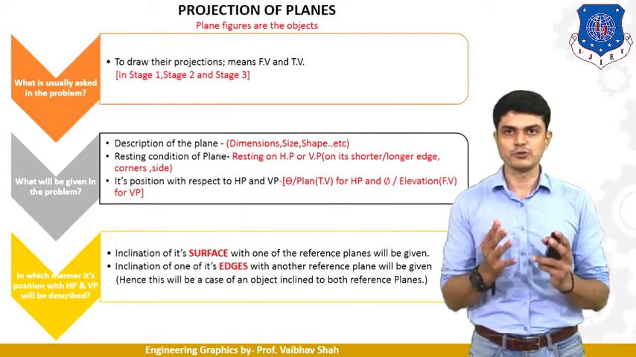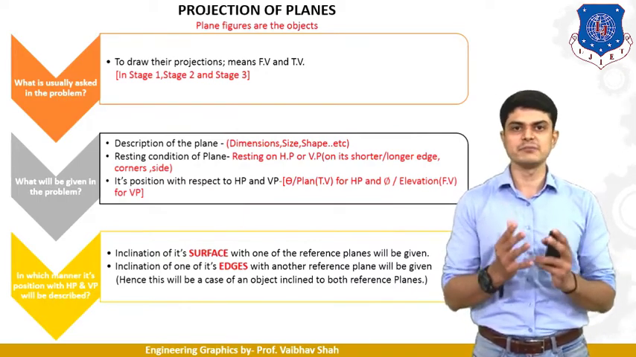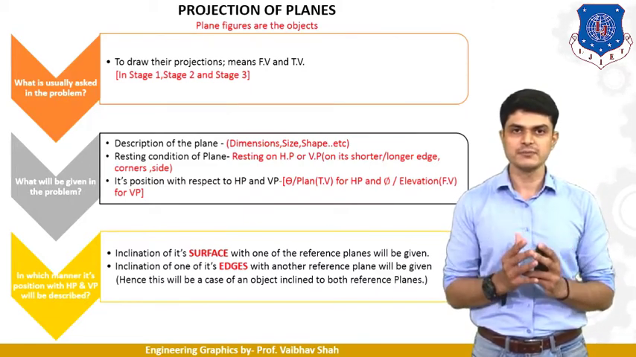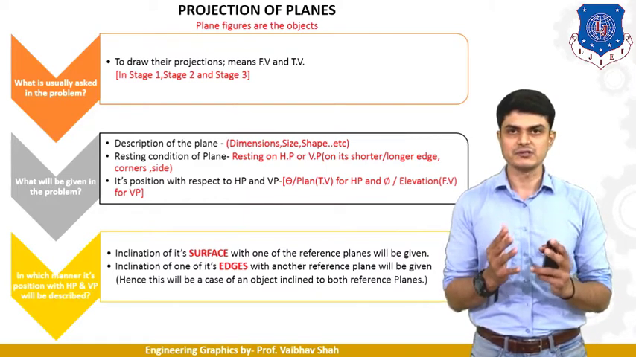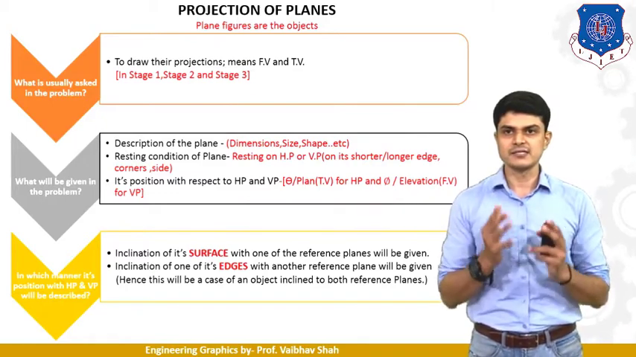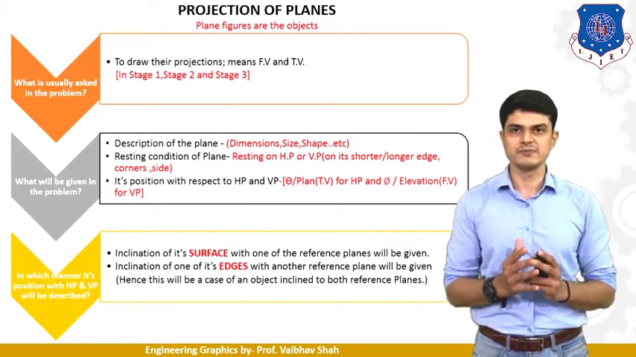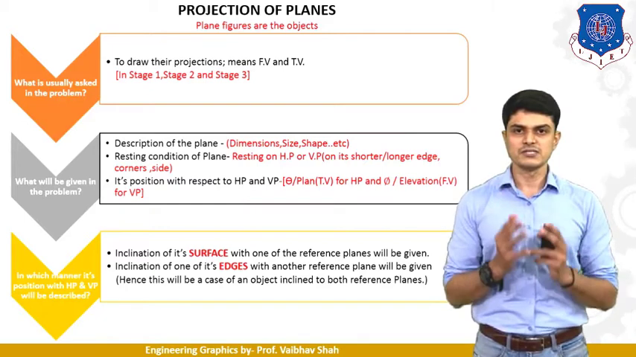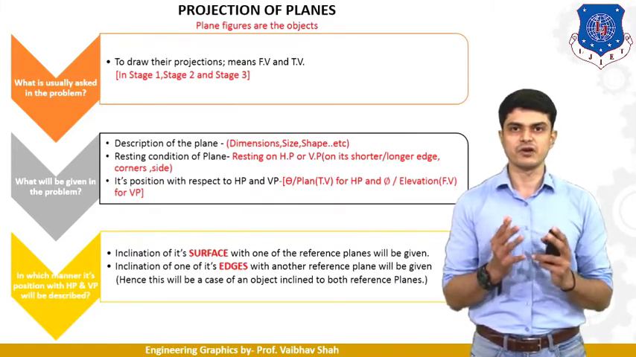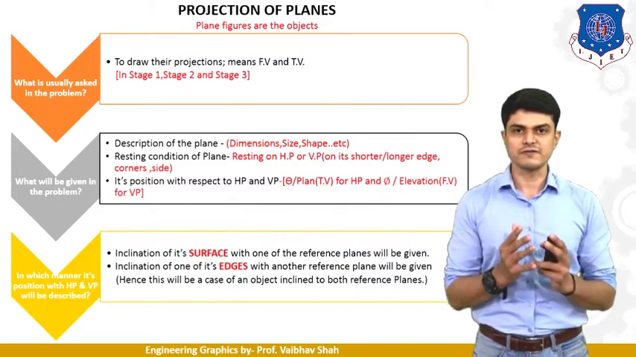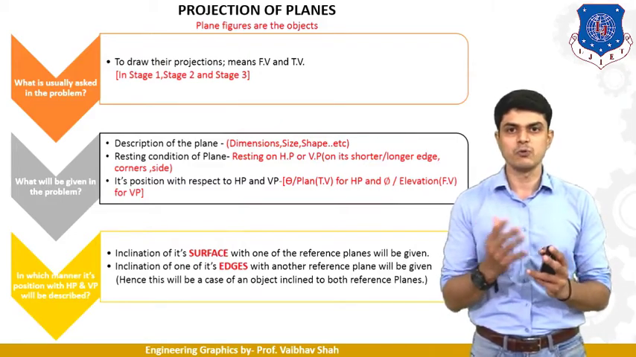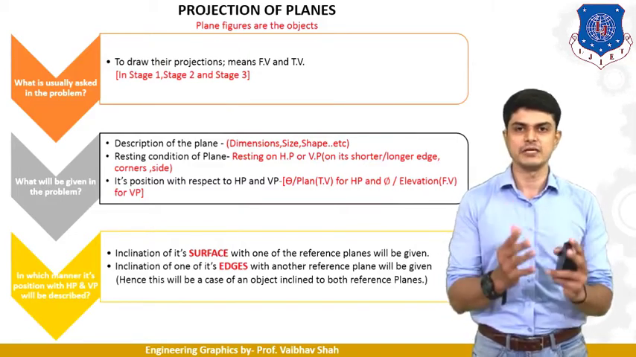And finally, its position with respect to HP and VP must be given, like theta, plan and top view for HP must be given and phi, elevation, front view for VP must be given. And in which manner its position with respect to HP and VP must be given. So inclination of surface with one of the reference planes must be given and inclination of one of the edges with another reference plane must be given. So here now your plane must be inclined to both of the reference planes HP and VP.